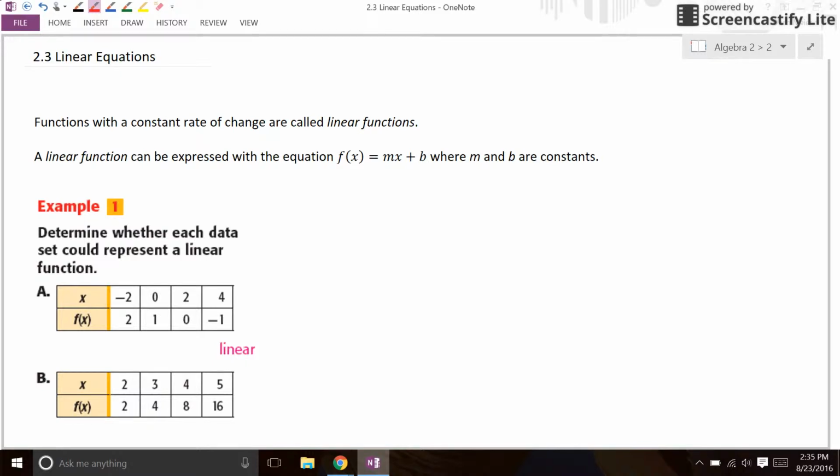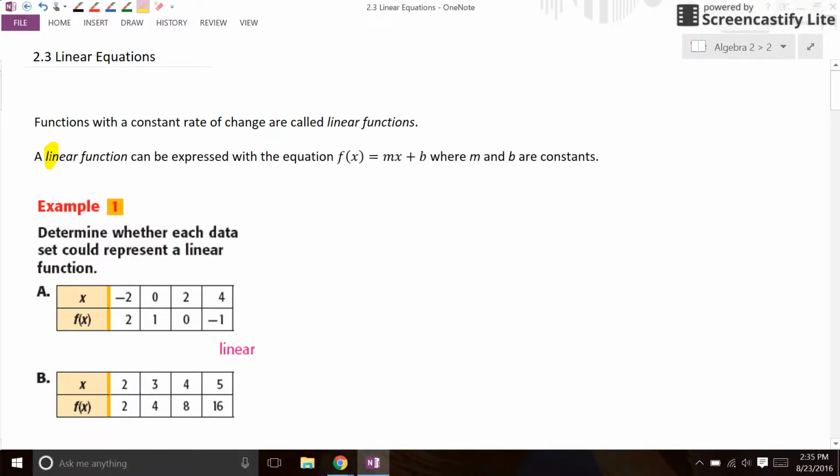Now, what is a linear equation? Linear is a fancy word to say line, right? If you see it right in there, line. It's a dead giveaway. It's the word line. So it means that your data is going to make a nice straight line, and thence we call it a linear function. It has a constant rate of change.